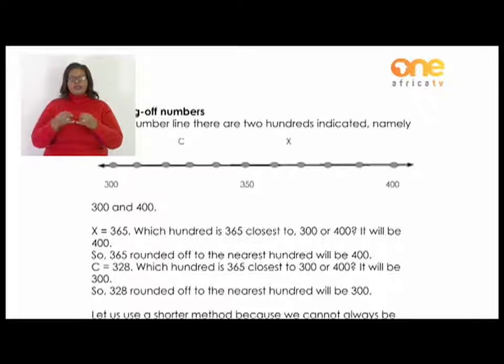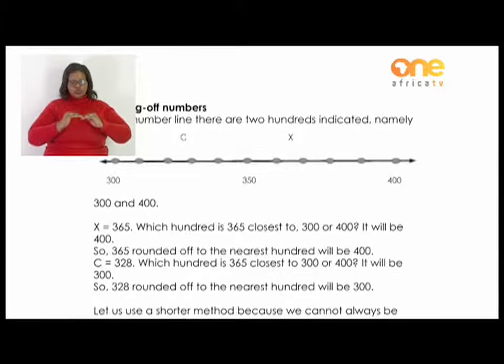There is a number line drawn there for work to be much easier when it comes to rounding numbers. On this number line, there are two hundreds indicated, namely, there is a 300, there is a 400, in the middle there is 350, there is also a C, and there is X.